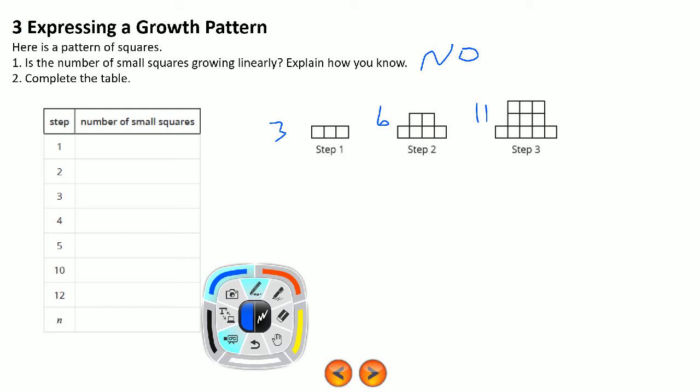So completing the table, we already said step 1 has 3, step 2 has 6, step 3 has 11. Okay, let's try to find our pattern. So 3 to 6, I'm adding 3. 6 to 11, I'm adding 5. I'm adding an odd number. So 11, then 18, then 27. 10 would be 102. 12 would be 146. And our pattern would be n squared plus 2.